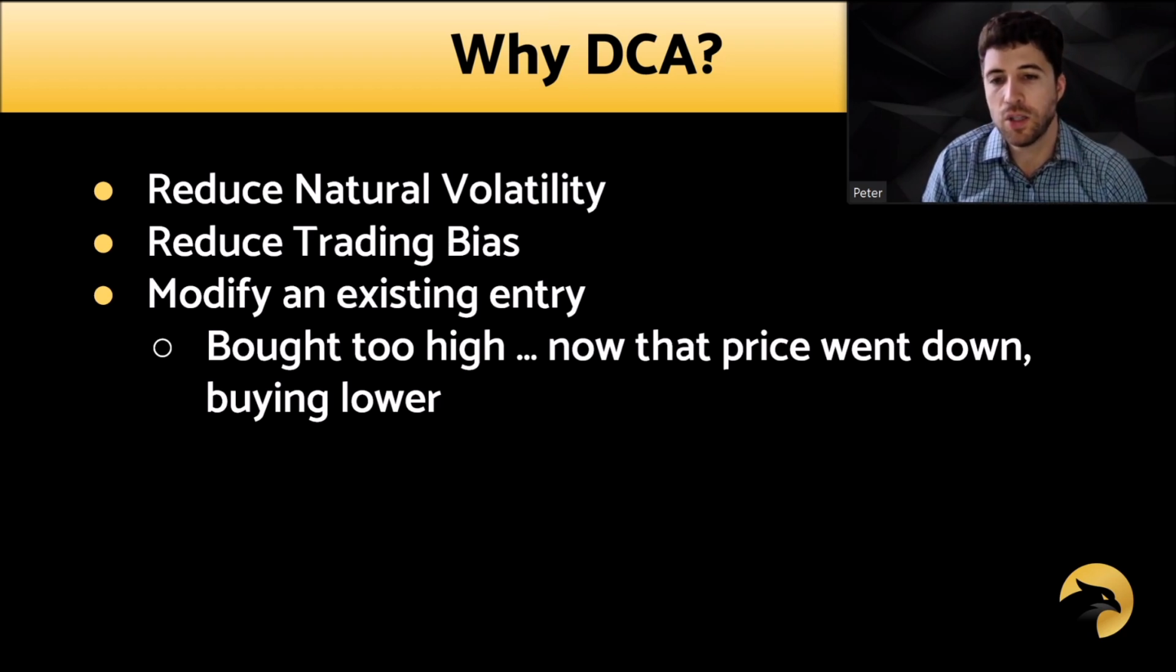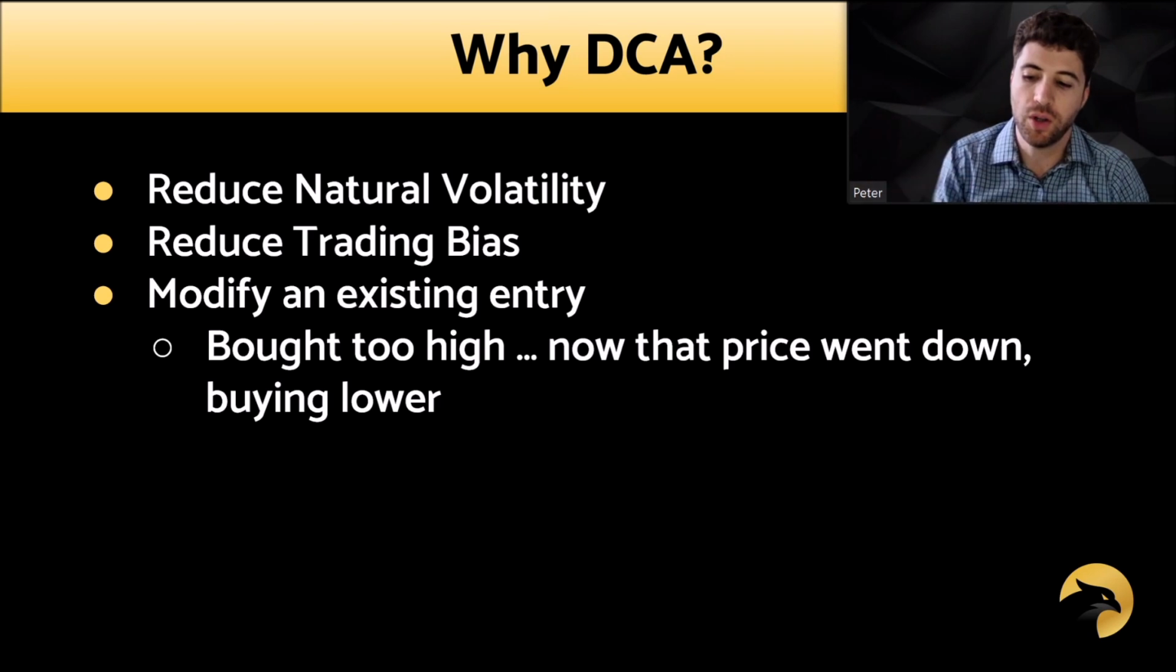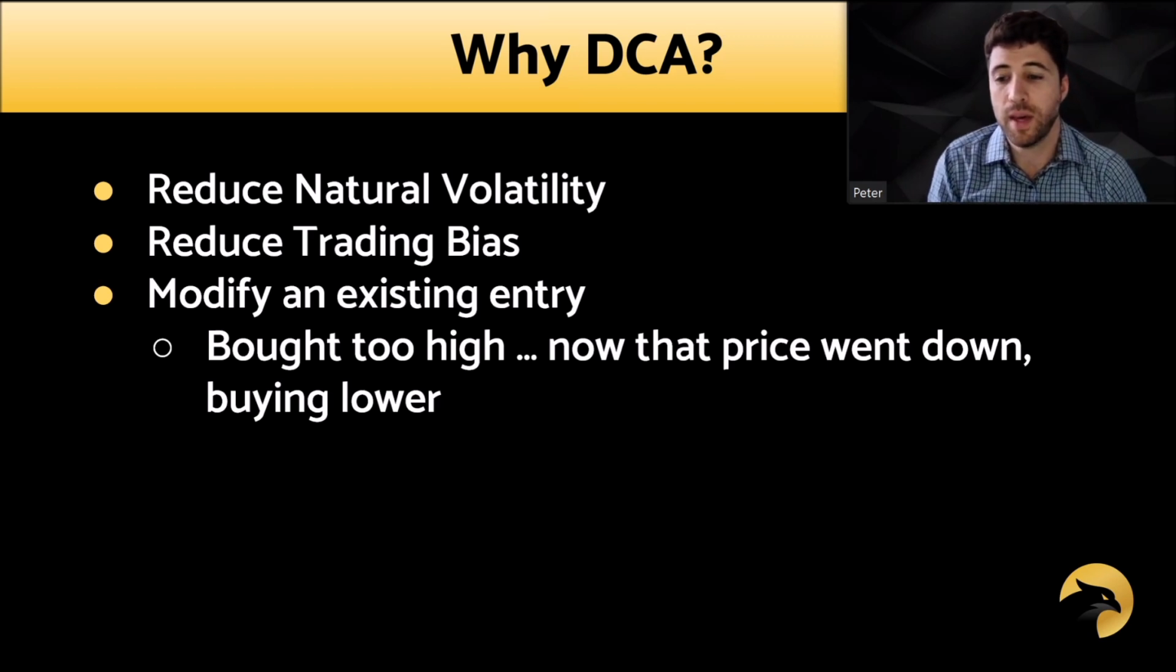So you can also modify an existing entry that you had. So if you entered too high, then you could enter lower, and then this sort of makes up for some of that poor entry, and it averages into the middle. You have to be very careful about this though, because you don't want to just continue to average down, because then you may over allocate your capital, and you may commit yourself to a trade that just isn't a winner. You don't want to, as we call in trading, catch a falling knife.